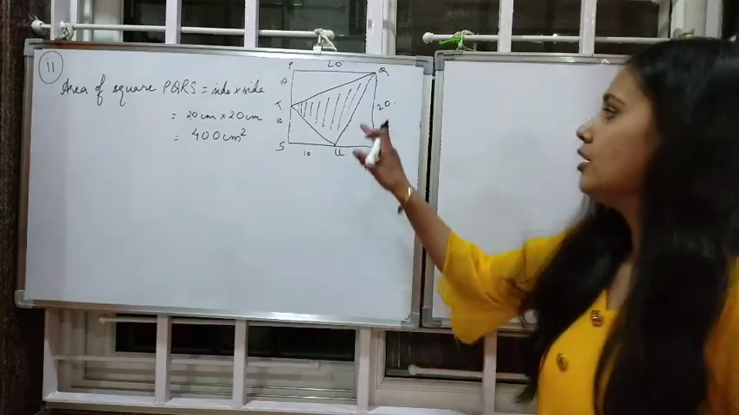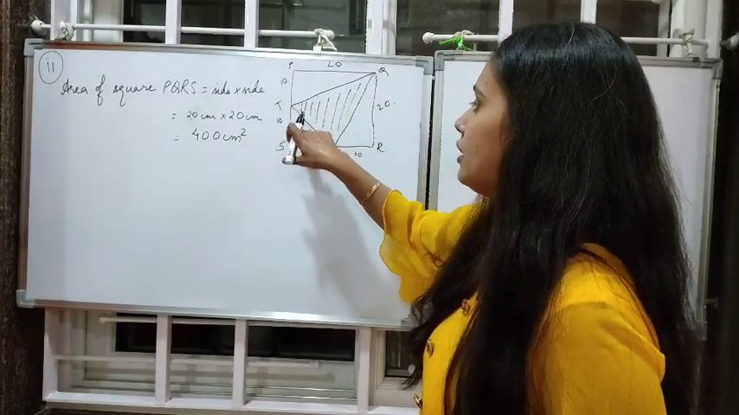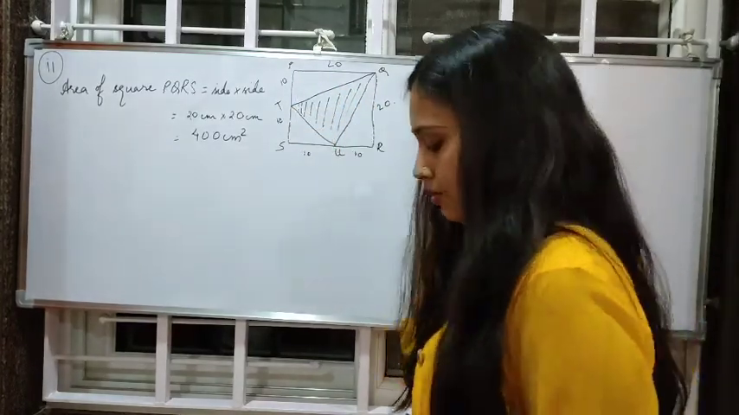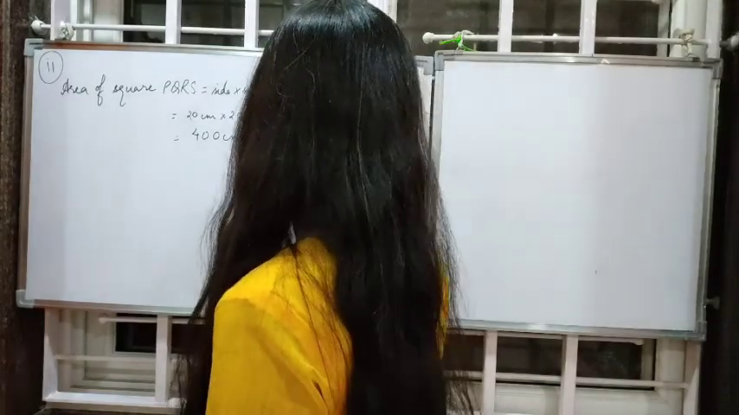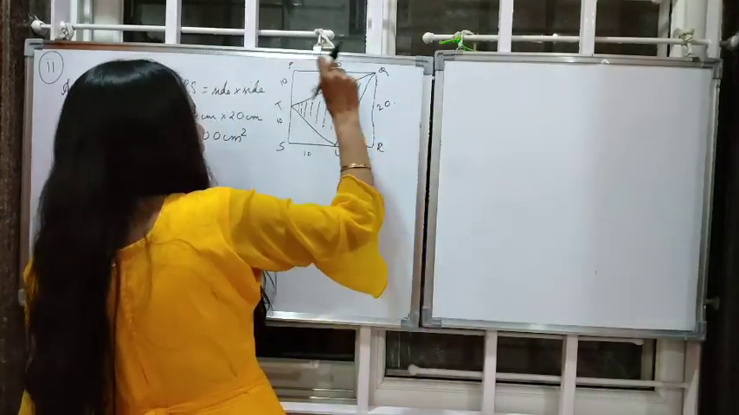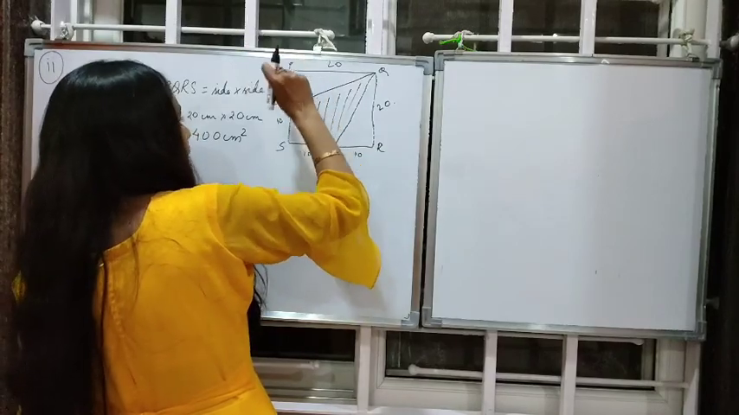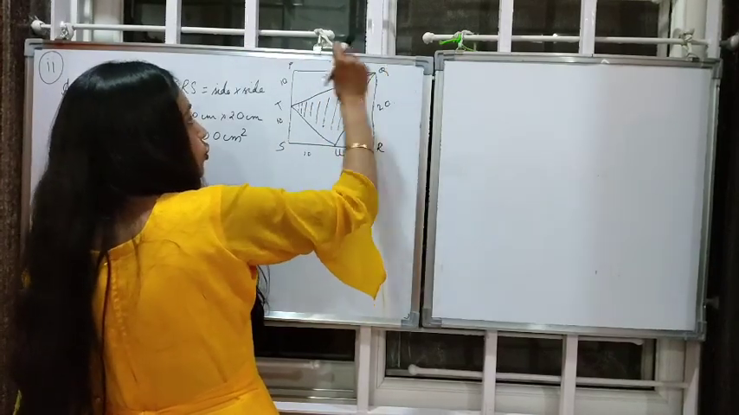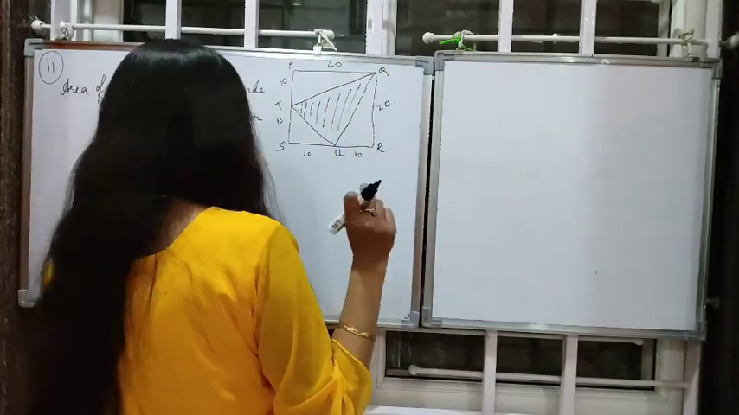Now what to do, children? Now we have to find the area of this triangle and this triangle. So let's do it. So first we start with this area of triangle PQT or PTQ or QPT. You can write it anyhow.